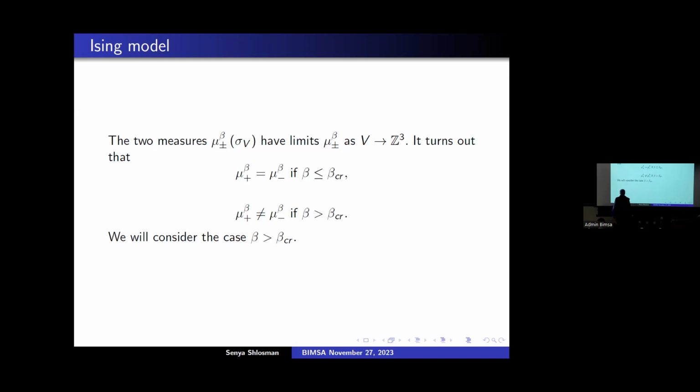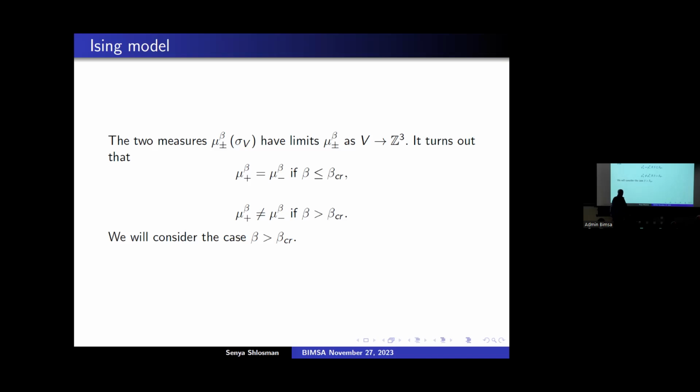Okay. And so the interesting thing which happens here is this one. It is on the screen. You take this limit as your box goes to infinity, and you find that those two probability distributions go to limits as your box goes to infinity. But whether or not those two limits are the same depends on your parameter of the temperature. So when the temperature is high enough, when beta is less than or equal to some critical value, then the two limits are one and the same measure.